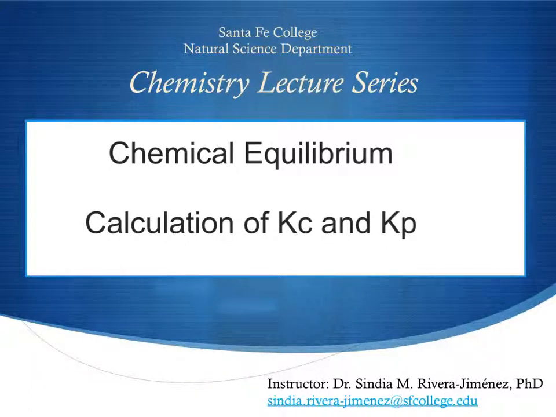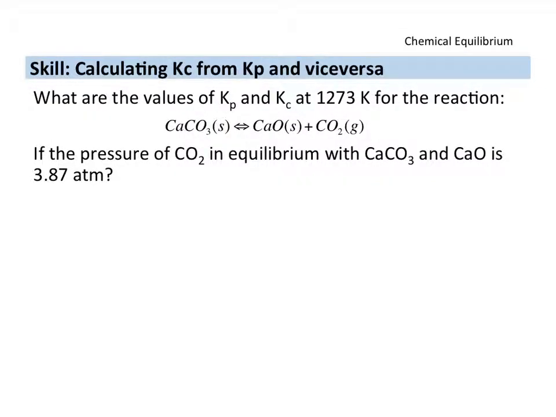Let's discuss some calculations involving Kc and Kp. Here we have an example where they are asking us to calculate the values of Kp and Kc at 1273 kelvins for the following reaction. They are telling us that the pressure of carbon dioxide in equilibrium with calcium carbonate and calcium oxide is 3.87 atmospheres.